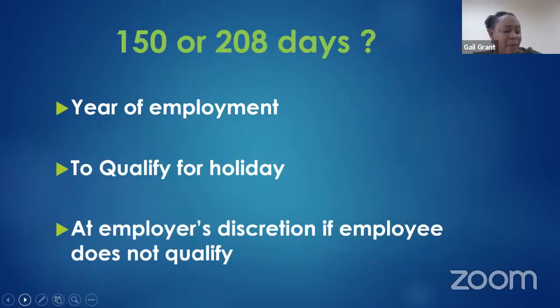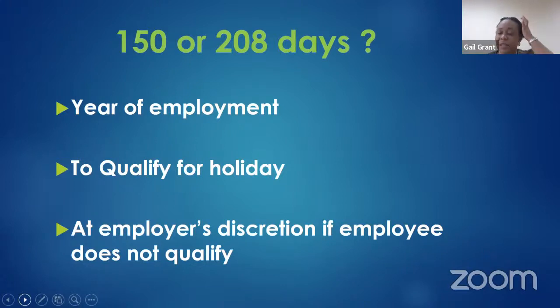So how does an employee qualify for a holiday? 150 or 208 days. I'm sure some of you would have heard these numbers. How relevant is the 150 or 208? Now, these days are looked at in the year of employment. So if a person starts to work on June the 1st, their year ends May 31st. So in those 365 days, how many days have they actually worked?